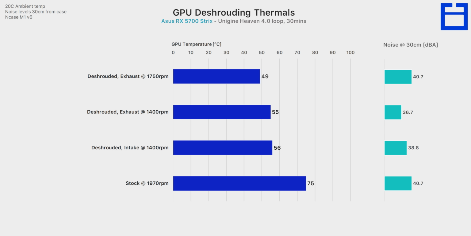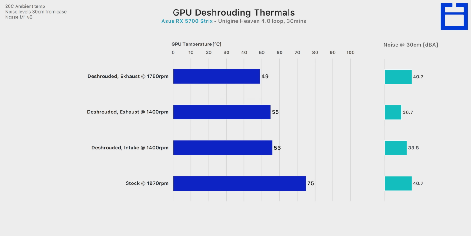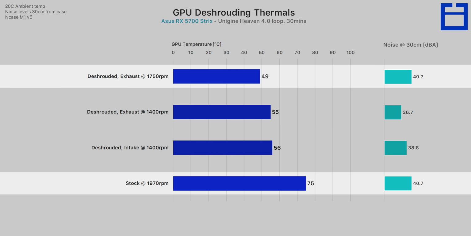The first chart looks at GPU temperature, and even just at first glance, you can see a huge thermal improvement with deshrouding. Running the fans as exhaust will give you a slight thermal improvement versus intake, but is significantly quieter due to less turbulence against the bottom panel and fan blades. So at an equal noise level to the stock fans, 40.7 dBA, we see a massive 26 degrees C improvement in temperature for the GPU, giving us thermal performance that you'd honestly expect from water cooling.